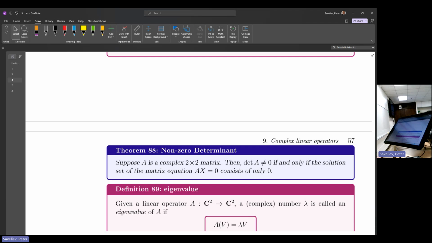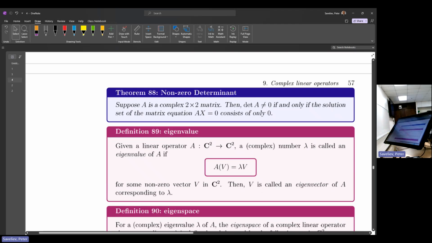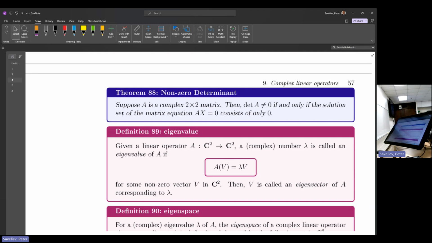The theorem that we had, whether or not we have a one-to-one function, or is it singular? And the answer is determinant not equal to 0, complex determinant. And if it is not equal to 0, then you have a function that is one-to-one and onto. The definition of an eigenvalue is identical. Once again, as I said, it's a little review. Identical definition, verbatim: A of V is equal to lambda V.